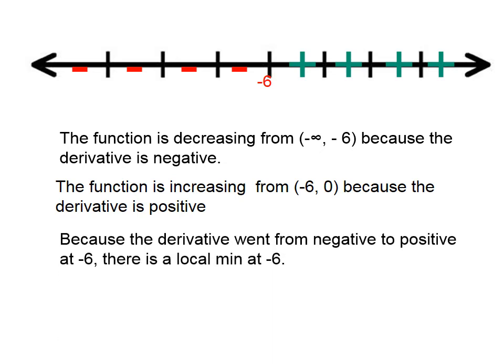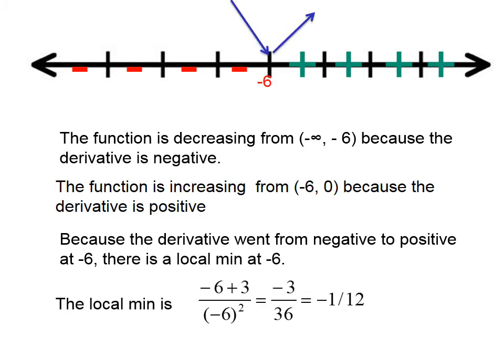But we say that because the derivative went from negative to positive at -6, there's a local min at -6. And that value of that local min is -1/12. So the local min occurs at -6, -1/12.